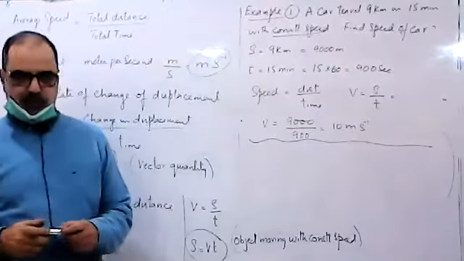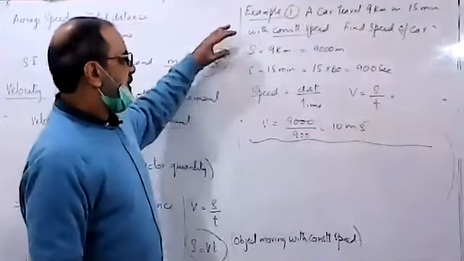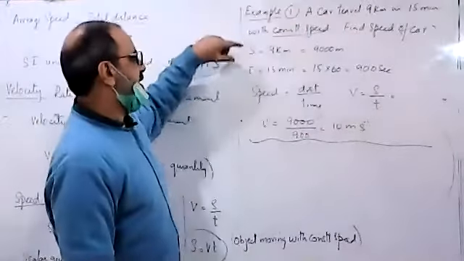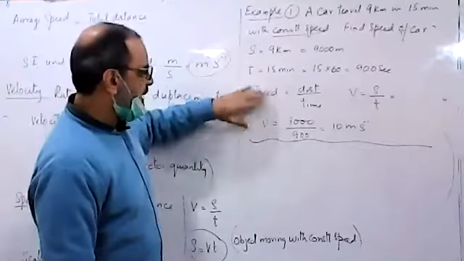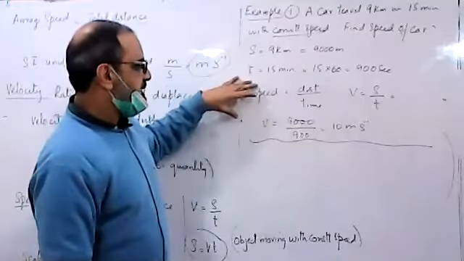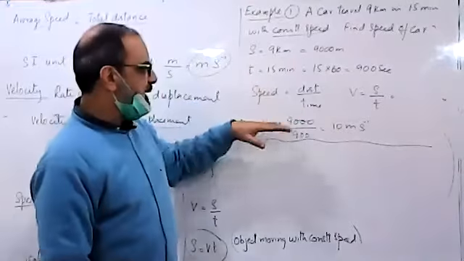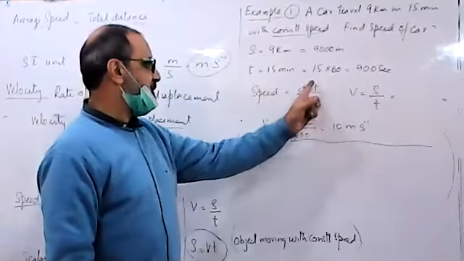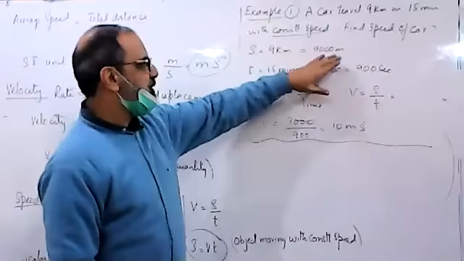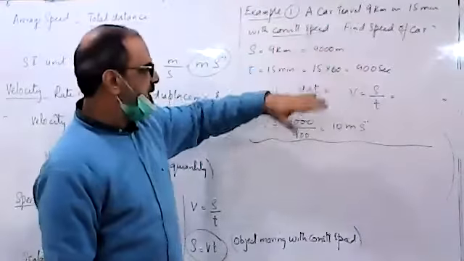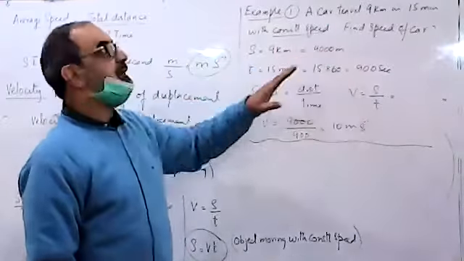So what we have to do first is to collect the data. What is given in the statement? Distance is given, time is given, and what is required? Speed is required. To find the speed, what do we need? We need distance and time. Distance is known to me, and it should be in standard units. Distance should be in meters, time should be in seconds.